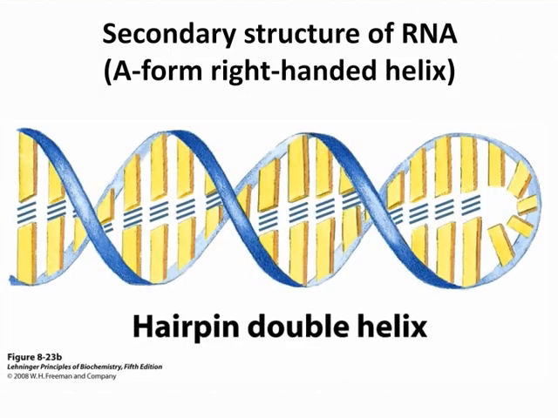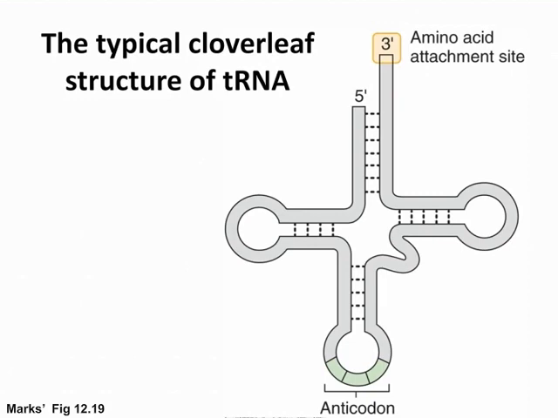So this is a unique secondary structure of RNA. Remember, with RNA, they form an A-form right-handed helix. This is a hairpin double helix. So that's a single strand, but since hairpins use intrastrand base pairing, it becomes a double helix. This is the typical cloverleaf structure of tRNA. We use tRNA for translation, which you'll learn about later.